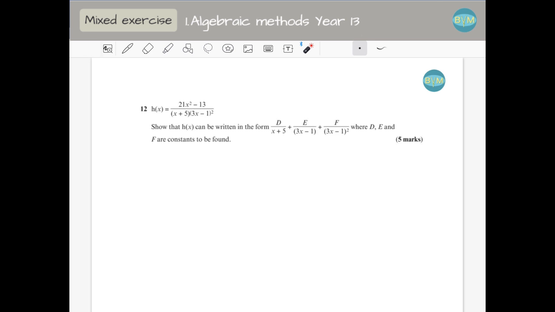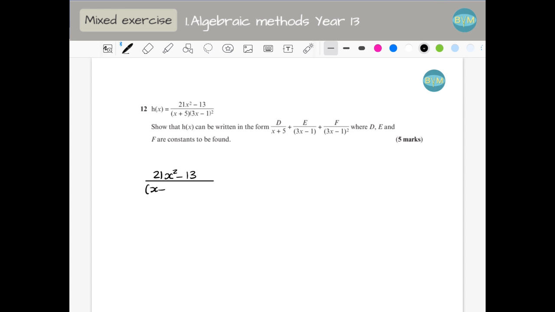Hello, this is question 12 on your mixed exercise 1 from year 13, and you have to show that this can be written in partial fractions. We have a square factor, which means you're going to have two terms coming out from there, one square, one not square. So we are going to need to use a mix of both methods that we can use here, substitution and comparing coefficients, or just comparing coefficients, but substitution only is not going to help you when you have one factor squared. So let me show you why.